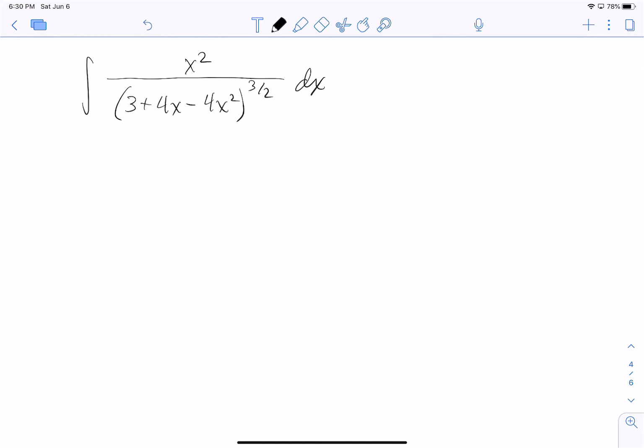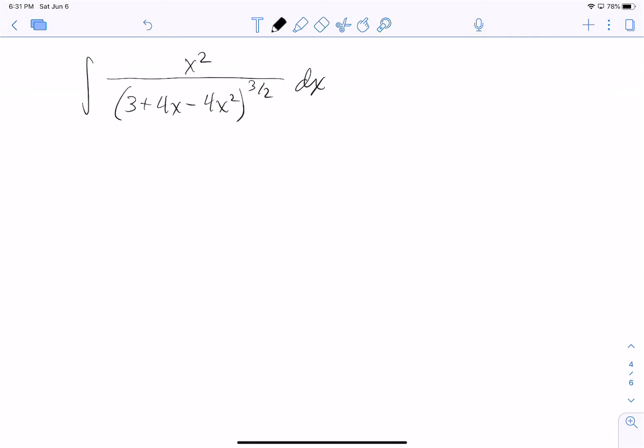Here we have something a little bit different than the previous examples, and it's different in two ways. Number one, we have a 3/2 exponent in the denominator, and number two, we have a trinomial in the denominator. What we've got is the integral of x squared over the quantity of 3 plus 4x minus 4x squared to the 3/2 power dx. I remind you that the 3/2 power means it's a square root that's cubed, and so we do have a square root here.